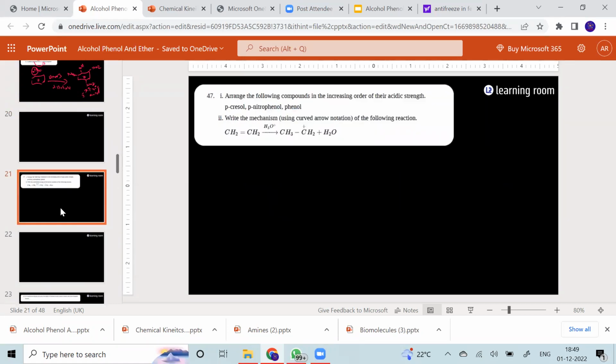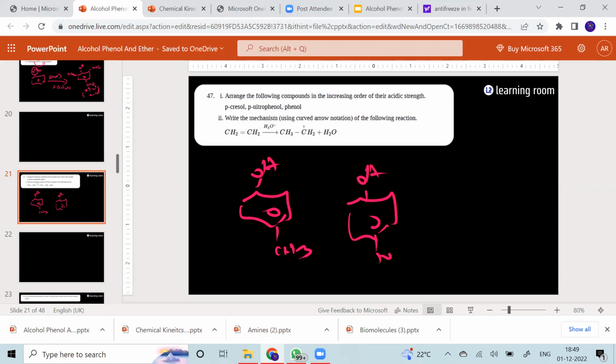Arrange the following compounds in the increasing order of acidic strength: paracresol, paranitrophenol, and phenol. What is paracresol? Any cresol means it should have CH3 along with OH. So this is paracresol, this is paranitrophenol, right? And your phenol. Again, guys, talking about acidic strength here, the best way is going for stability of the conjugate base, right? So we'll remove all the H+ and put an O minus, right?